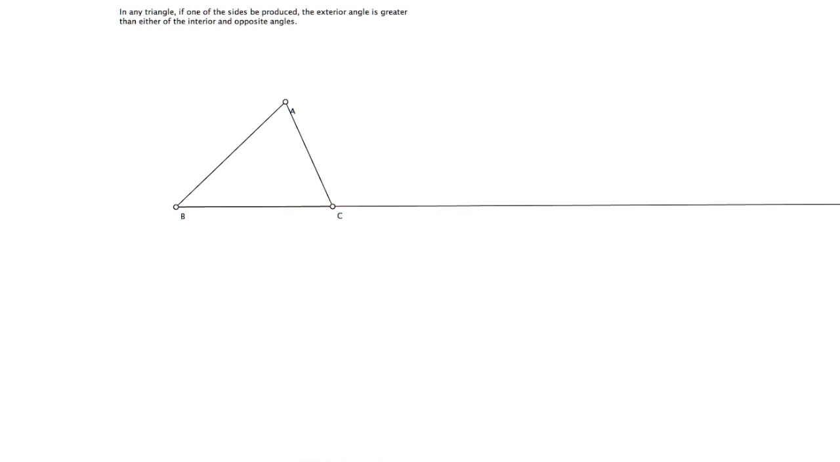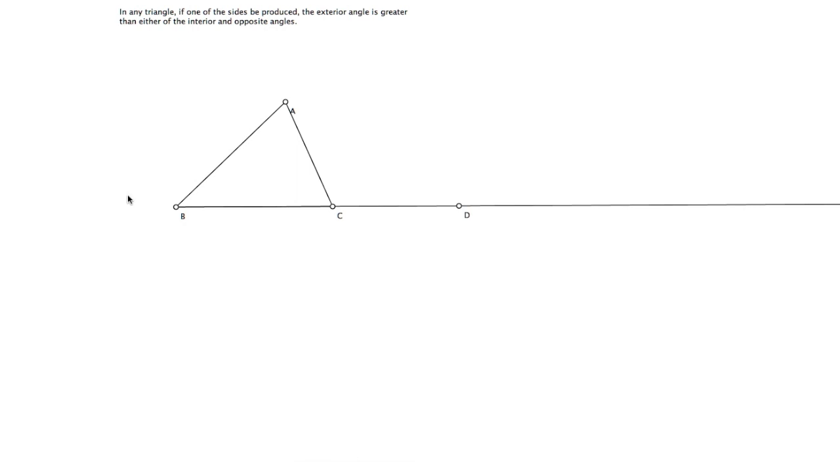So I have the enunciation here on the screen already, and it says, in any triangle, if one of the sides be produced, the exterior angle is greater than either of the interior and opposite angles. So we begin by drawing a triangle ABC, and we're going to produce BC in a line to D. And we'll choose some point D over there.